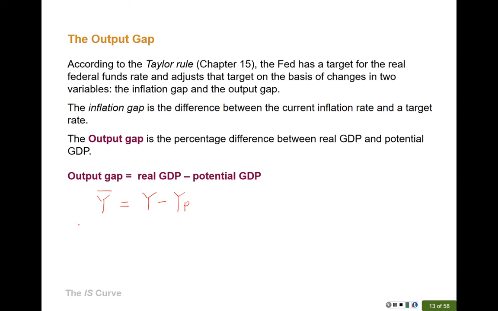From this equation, first we can see if the real GDP equals the potential GDP, the output gap will be 0.